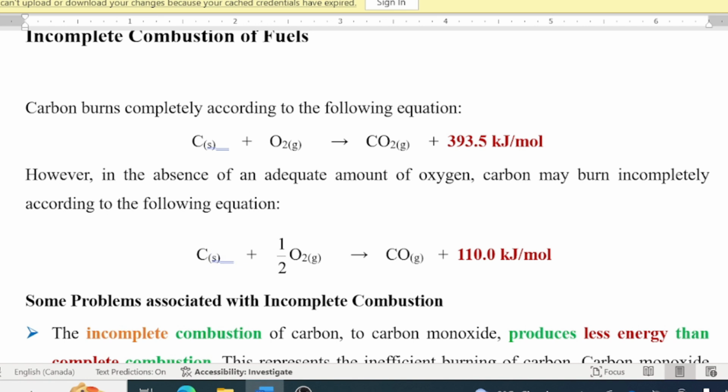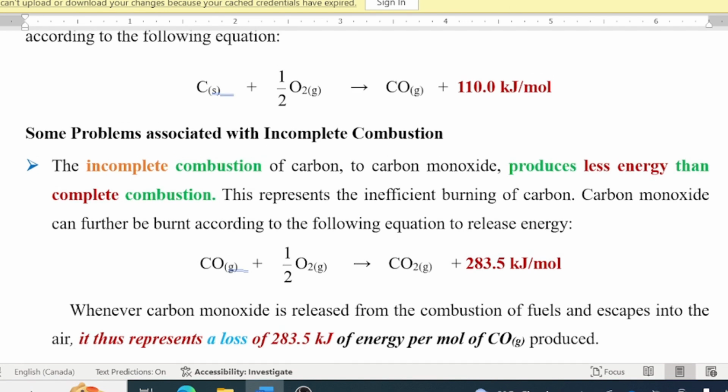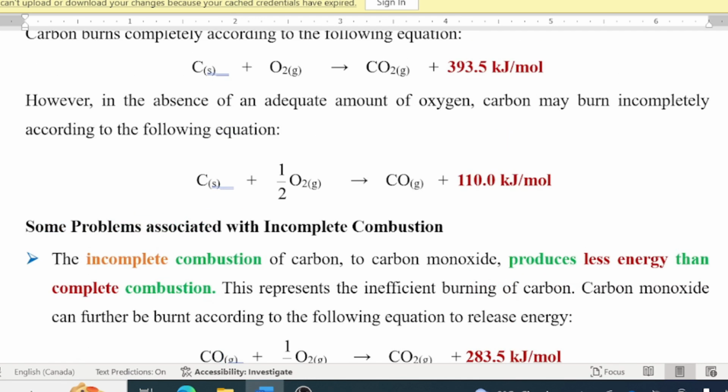So it means if you allow this gas to escape, you are losing now the difference between this amount of energy and that amount of energy in the form of carbon monoxide. That is why this is a potential fuel, because it can further be burned to produce all this amount of energy. It is very important, therefore, that when you burn a fuel, you should give it an adequate amount of oxygen such that it is burned completely with maximum evolution of energy.